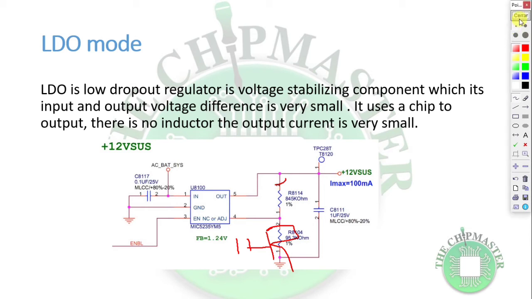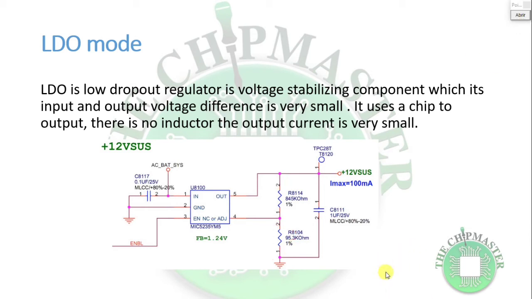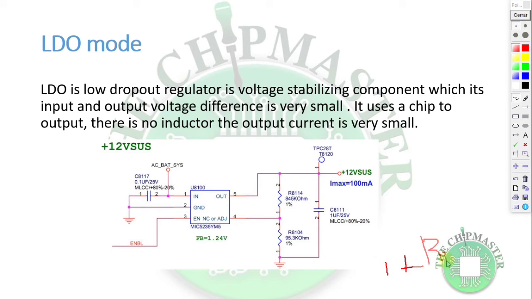Let me just move this out of the way. So it's 1 plus R1, divided by R2, right? So this is R1 and this is R2. So this is the formula: 1 plus R1 divided by R2.